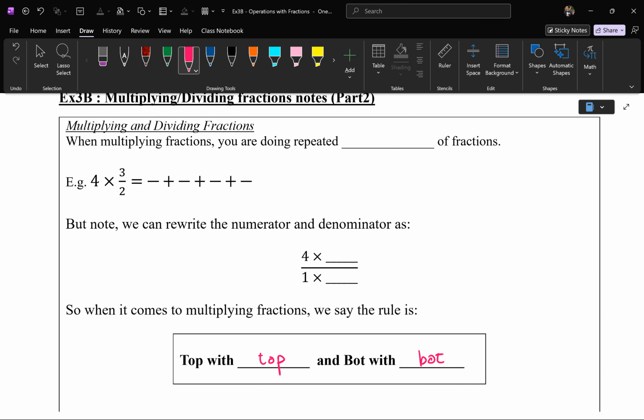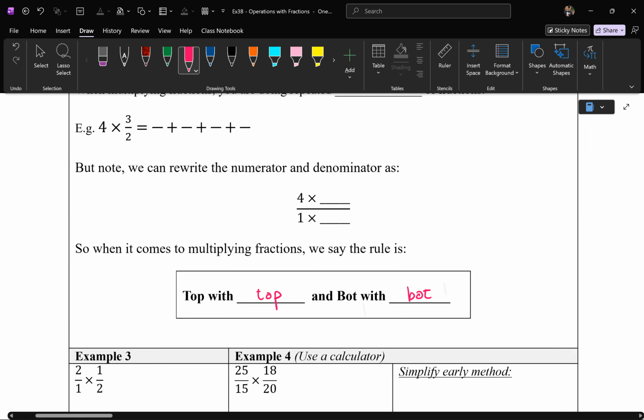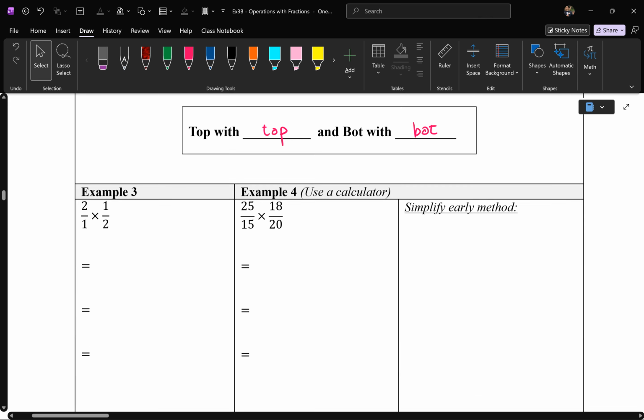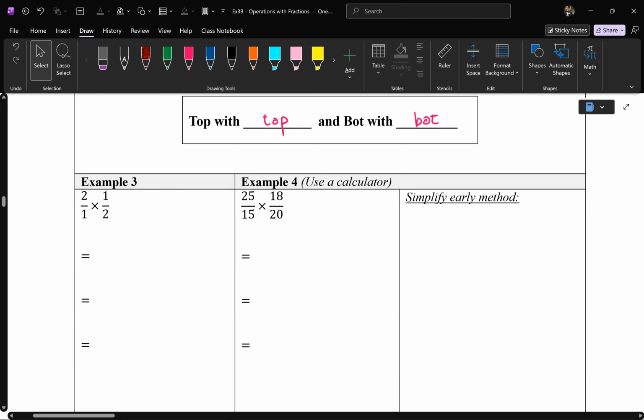So if you see multiplication of fractions, you literally just multiply the two top numbers together and then the two bottom numbers together. And you get your answer, right? There is a problem with that technique though, which I'll show you in the next example. So yes, multiplying fractions, you just do top with top.